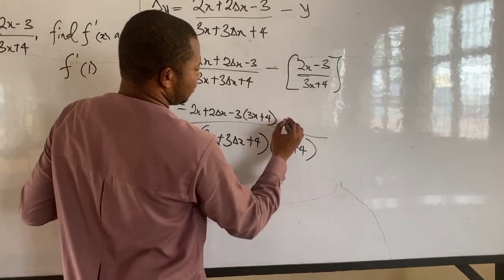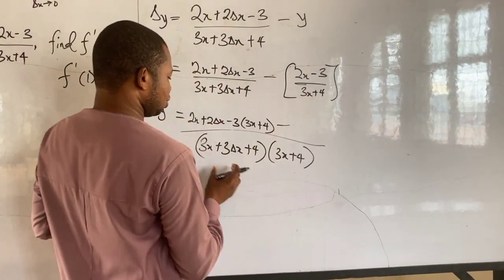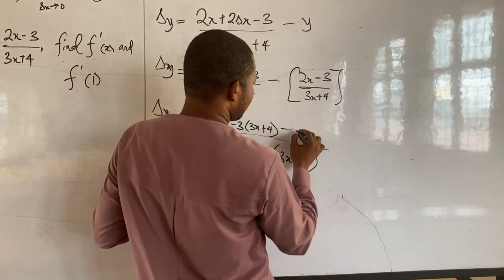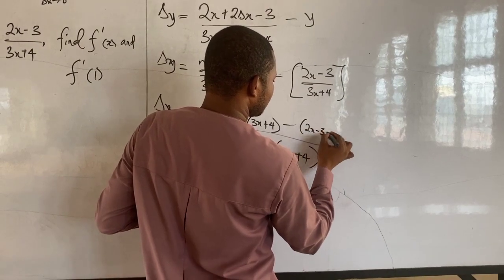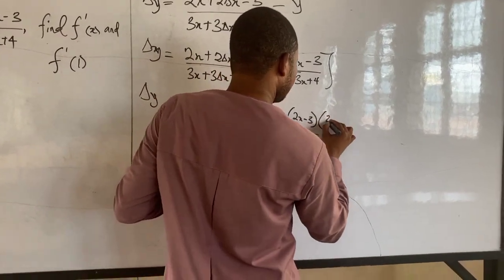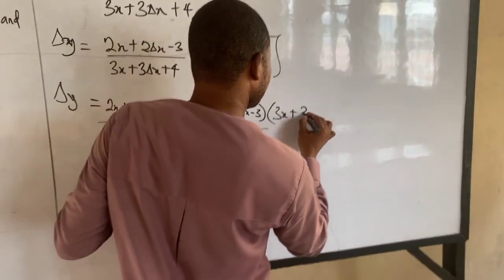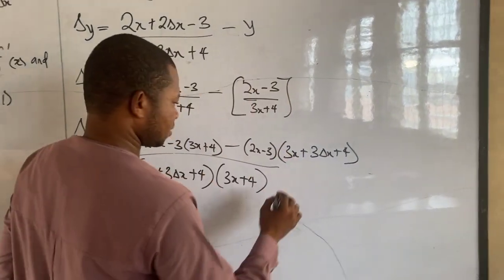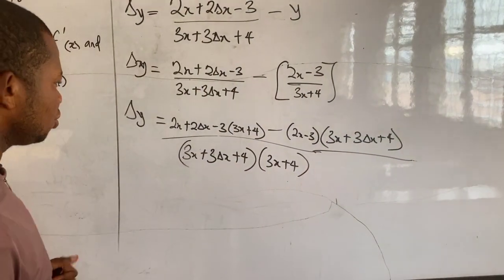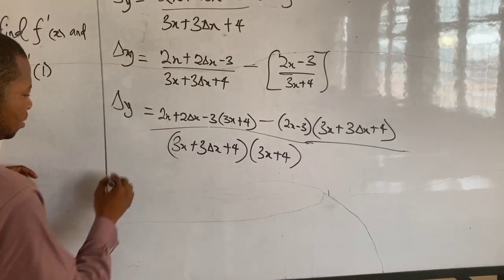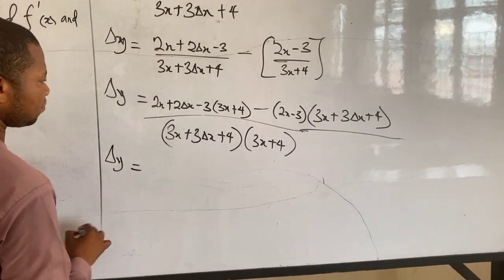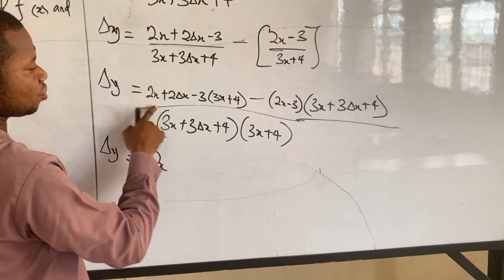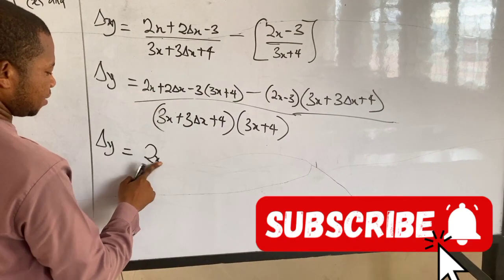That is that. Minus this. So this goes into this, this will cancel this, I'm left with this. So this will multiply with this. So I'm going to have 2x minus 3 multiplied by 3x plus 3 change in x then plus 4. That is that. So now we open up this. I have change in y giving me 2x, 3x multiply this.